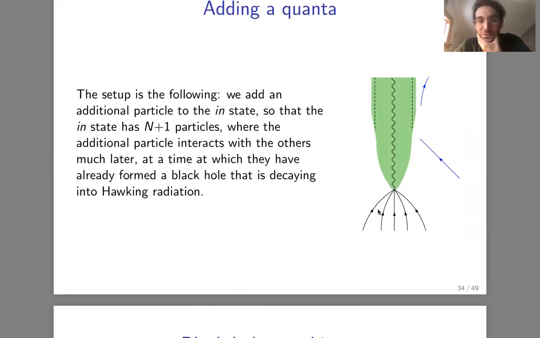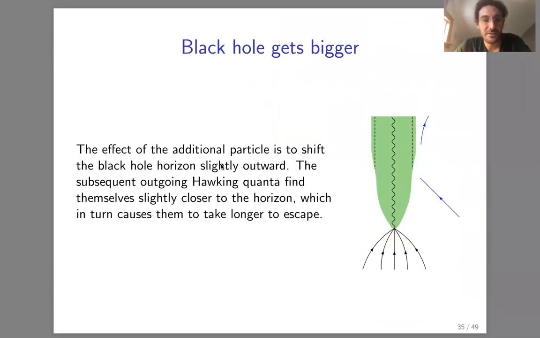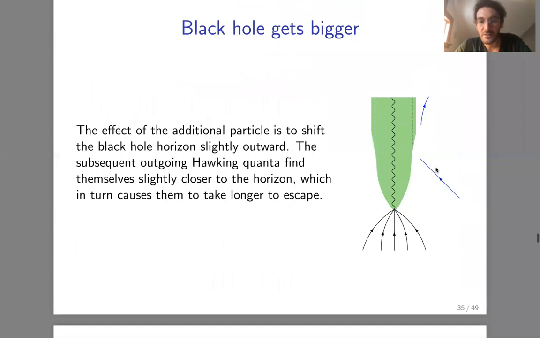Going back to the black hole. So here's the black hole. We form the black hole, then we send an initial particle in, and we want to ask how this changes the S matrix. The effect of this additional particle coming in is to shift the black hole horizon slightly outwards. So that's what I've tried to draw here. The horizon got a little bigger. I was not totally sure how I should be drawing this horizon getting bigger, so I made it slightly ambiguous.